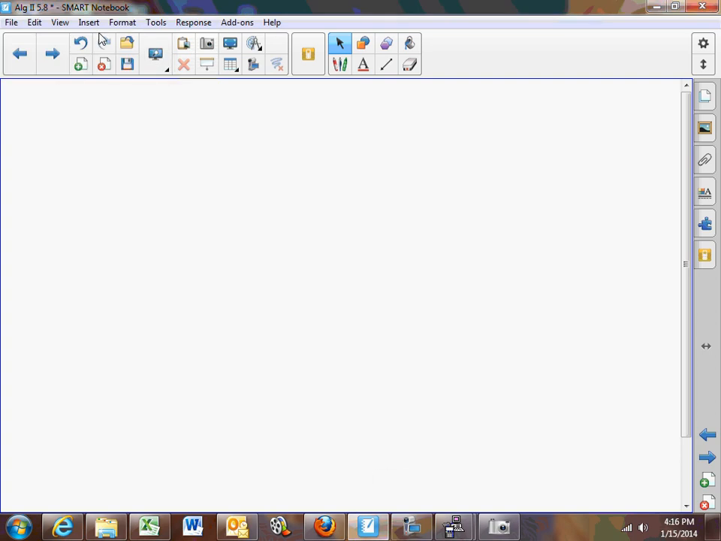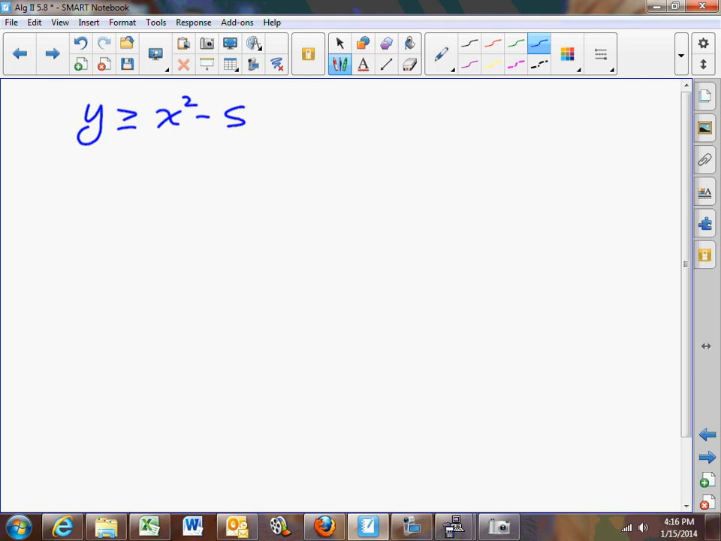We're talking today about quadratic inequalities. The way we're going to handle this is we're going to start out by talking about how you would graph a quadratic inequality in two variables. Let's imagine we have a quadratic inequality like y is greater than or equal to x squared minus 5x plus 6.